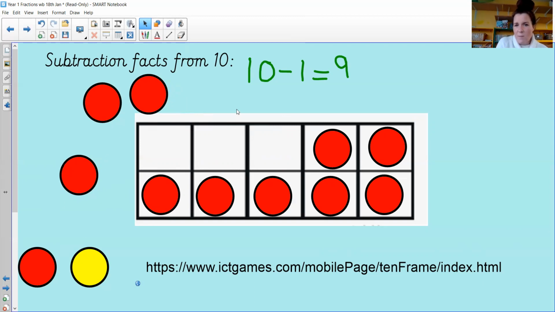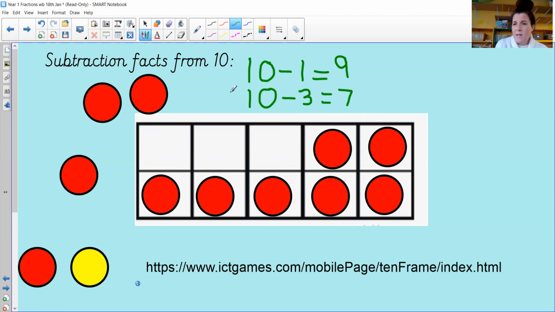So I can now write this as a number sentence. So my whole number, the number of counters I had altogether was 10. So I can write the number 10 because that's my whole number I started with. And then I took away 3 of those counters. Okay, and now I'm left with, the amount of counters I'm left with is 7. Okay, so I have now written 2 number sentences.